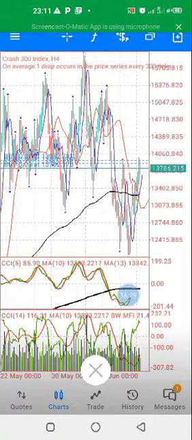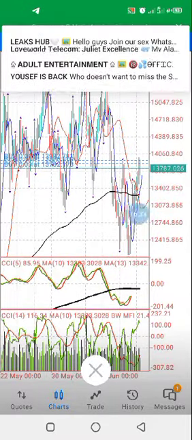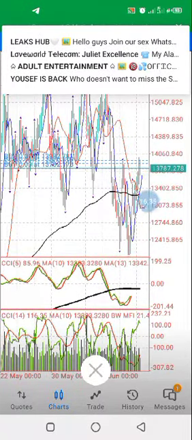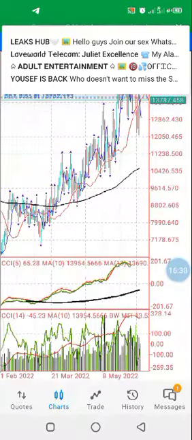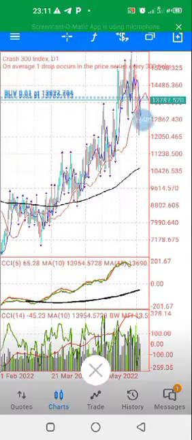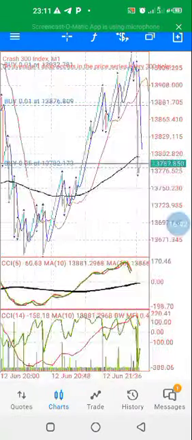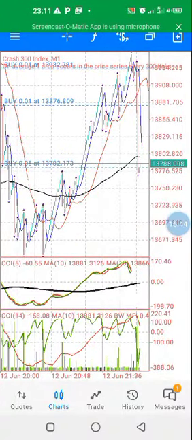Before you enter, please make sure it is an uptrend. Make sure this market has gone above this black line, and then these two lines are going upwards, not down like this from daily. Not down like this. Okay, so that's how to use this strategy.